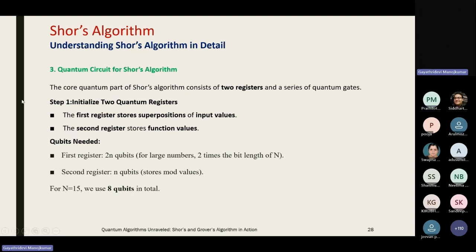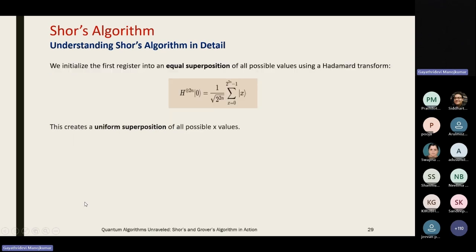Whenever we have a quantum circuit, the first thing we need is two registers. The first register sets the superposition of input values, and the second register holds the function. For example, the first register, for a large number, needs two times the bit length of N qubits. The second register stores the mod values. For example, for N equal to 15, we will be using 8 qubits.